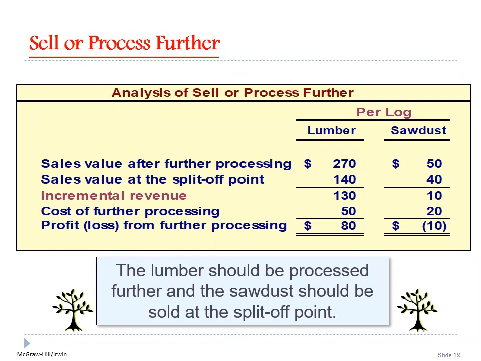يبقى بالطريقة دي أنا بقدر أخد القرار إن أنا بعمل comparison between incremental revenue والincremental cost. في الحالة ديت لو كان عندي الرقم positive هقول it's better for the company to sell the product after the split of point. ولو كان عندي الرقم negative يبقى it's better for the company to sell the product at the split of point. ماشي. تمام.